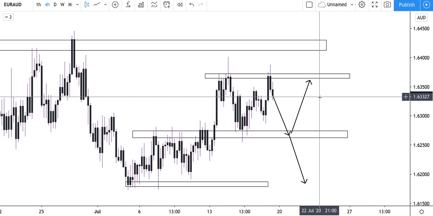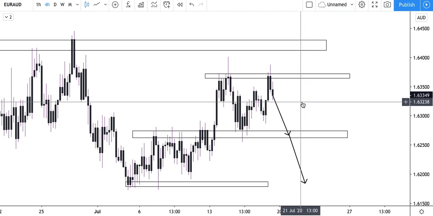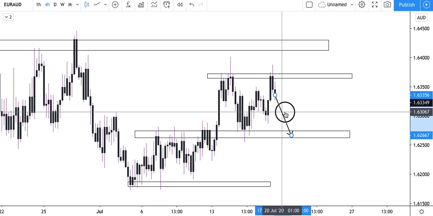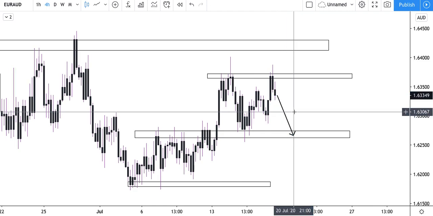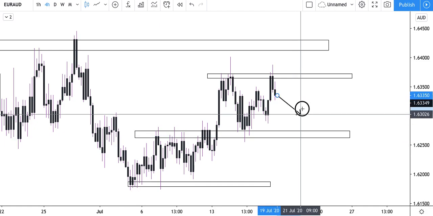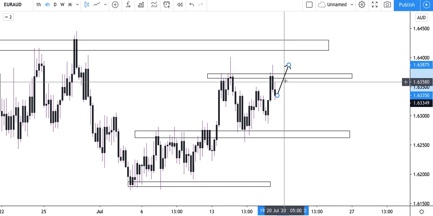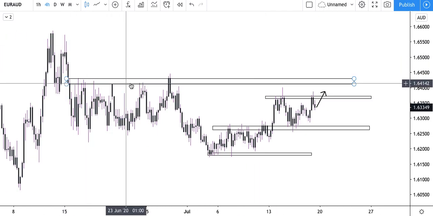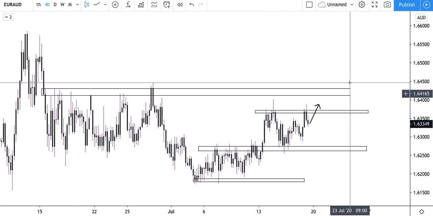So essentially, we're just waiting on this pair. There's no clear entry right now. We just have to wait for price to come back into this level of support before we can consider our next possible move. If price happens to break this level of resistance, then our next target would be this level right here, which, as you guys can see, is a strong level of resistance for EURAUD.